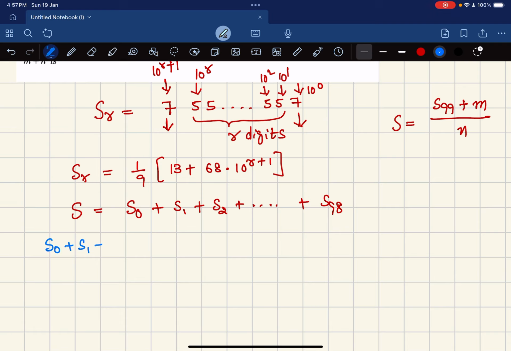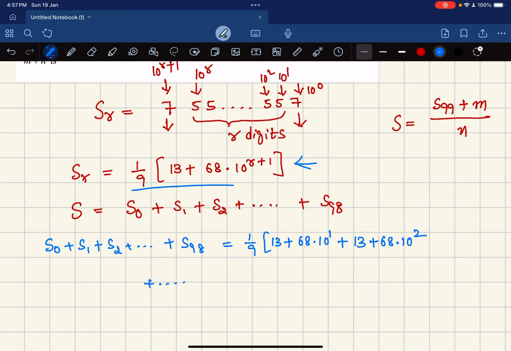S0 plus S1 plus S2 plus and so on plus S98 is equal to, for S0 we get 1 by 9. From this formula, we get 1 by 9 times 13 plus 68 into 10 to the power 1. For S1, similarly, 1 by 9 into 13 plus 68 into 10 to the power 2, plus and so on, plus for S98, it will be 13 plus 68 into 10 to the power 99.